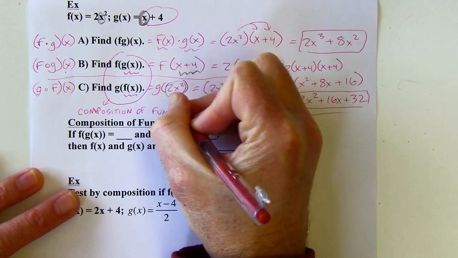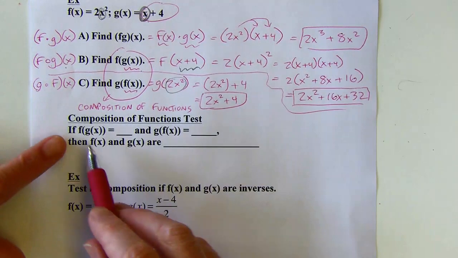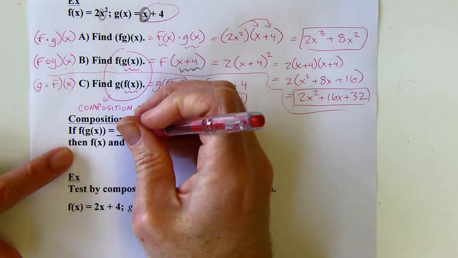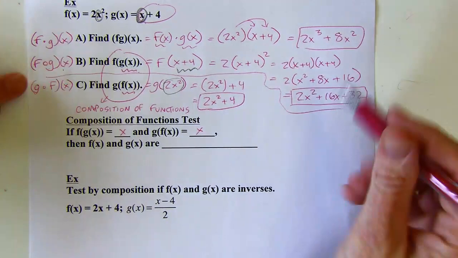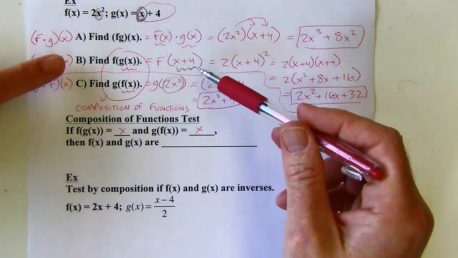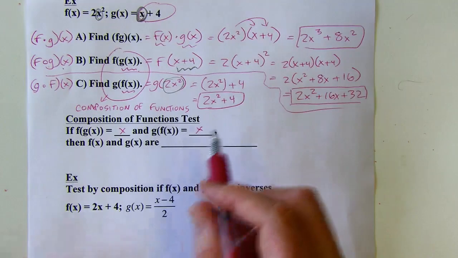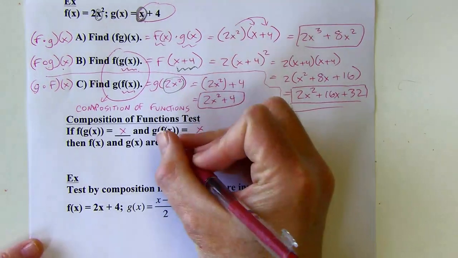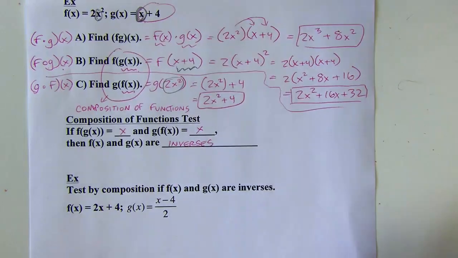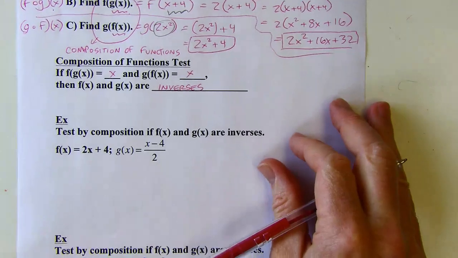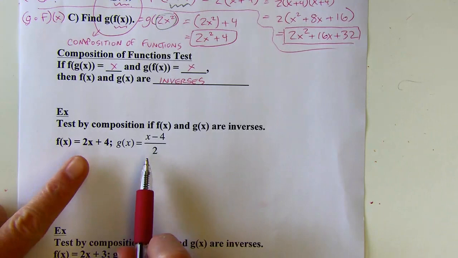Then we've got something called the composition functions test. If f of g of x equals x and g of f of x equals x, notice they don't always equal the same thing, like on this last example. But if they do equal the same thing, and that same thing is x, then the two functions are always going to be inverses of each other. So that's how we're going to use the composition functions test. This says to test by composition if these are inverses or not.